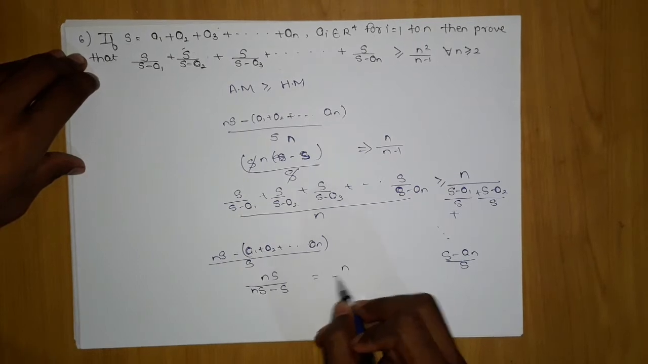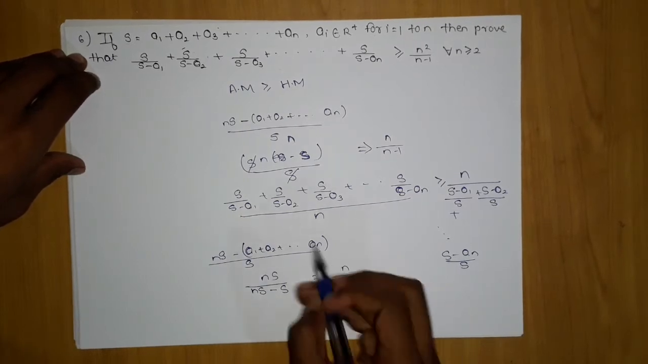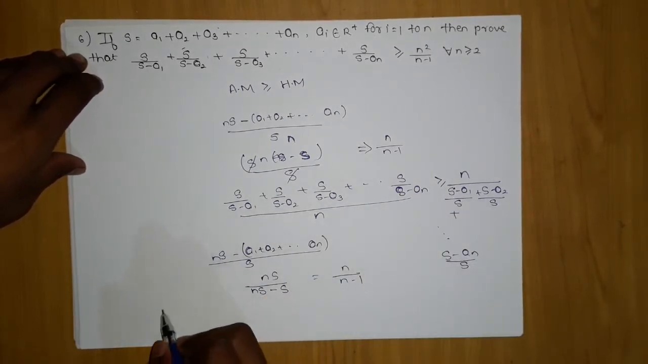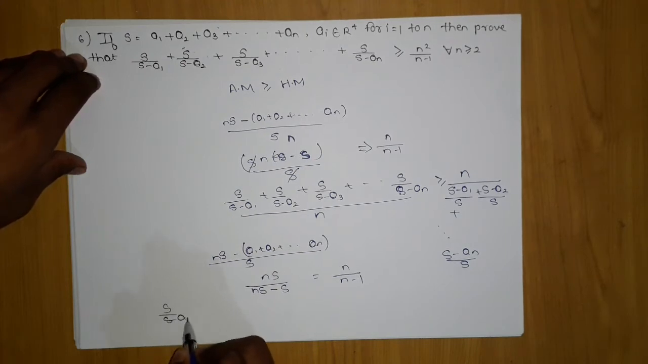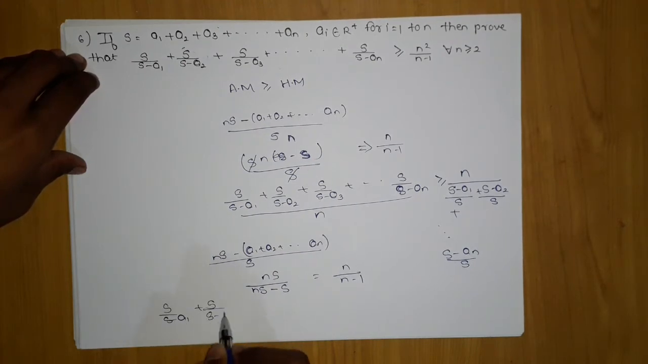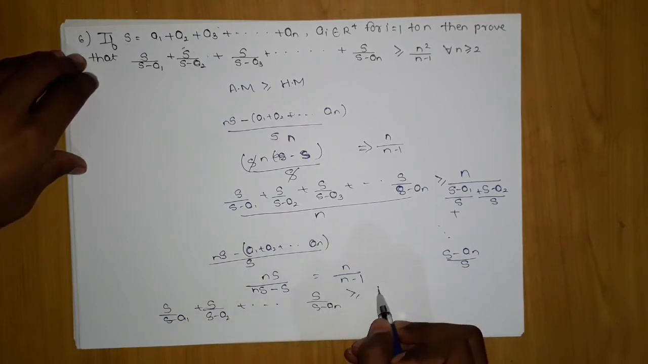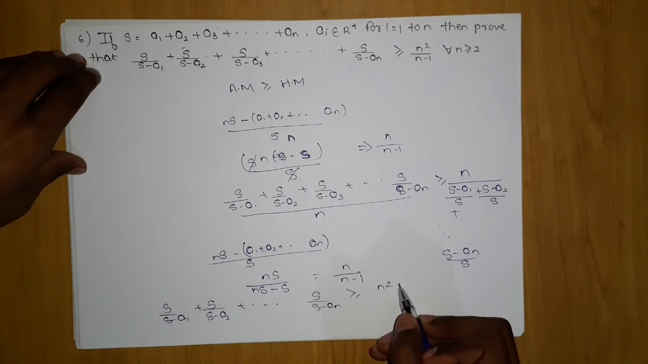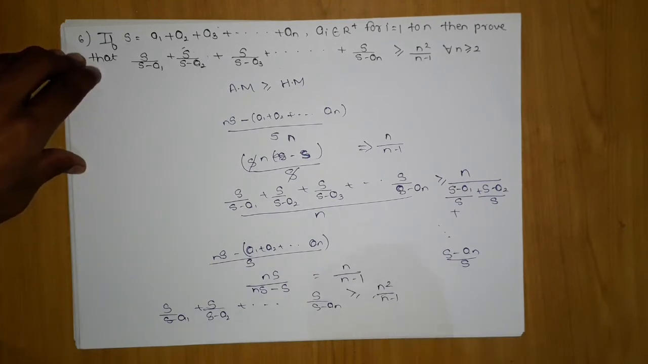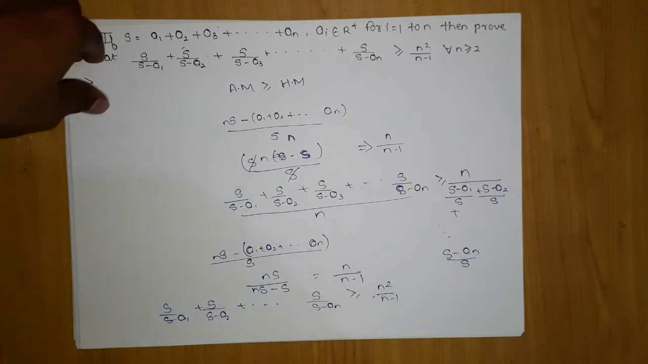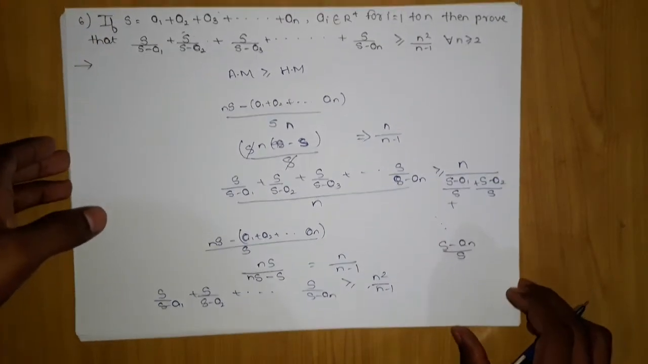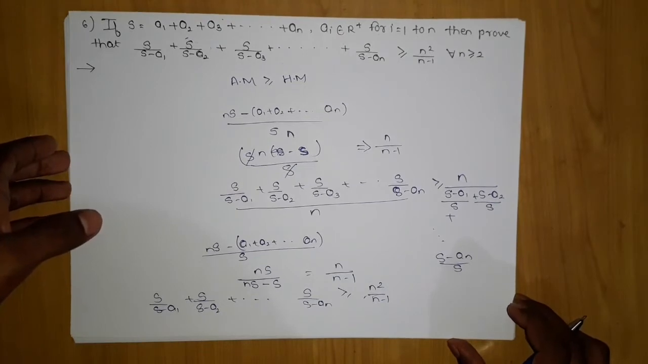So here s s will cancel out, n into n minus 1, and this n will move here, which will give me s upon s minus a1 plus s upon s minus a2, and so on, s upon s minus an greater than or equal to n square upon n minus 1. Okay, so hope you have understood each and every step. I tried my best to explain it.